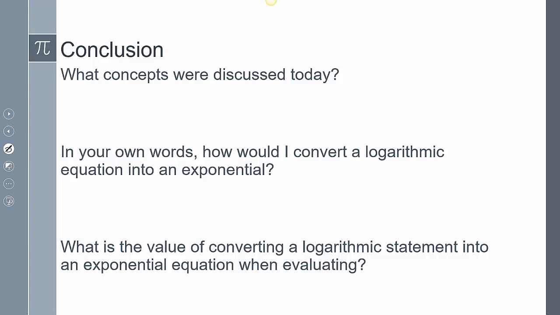All right, so in conclusion, some of the concepts that we discussed today were how to convert between exponential and logarithmic forms when it comes to the equations, and we took a look at evaluating and simplifying log expressions. Now remember, we still haven't gone into how do I simplify a log that has different bases. Like, what about log base 2 of 3? What does that equal? We haven't talked about that yet.